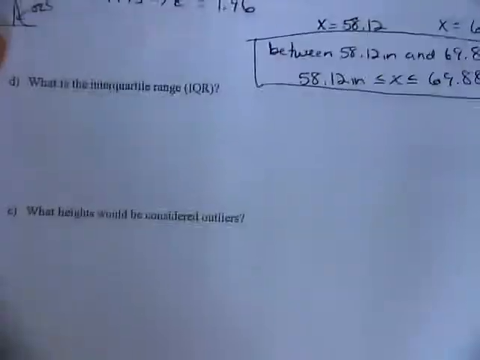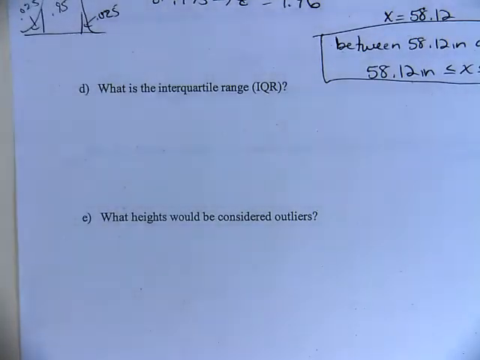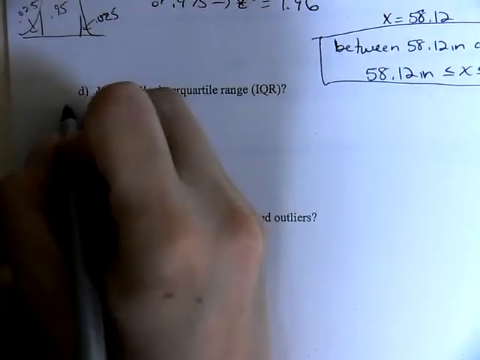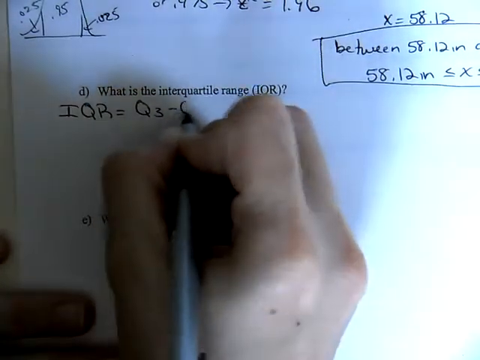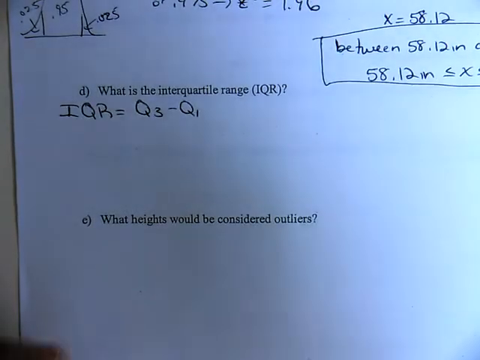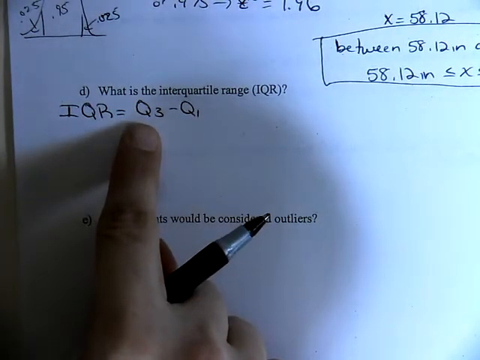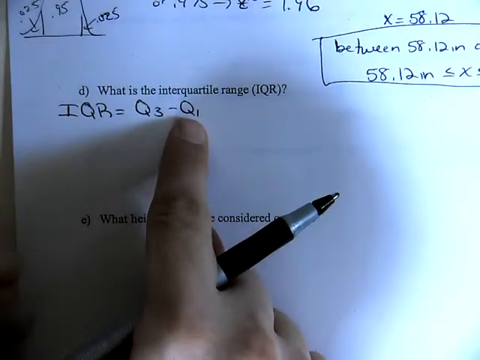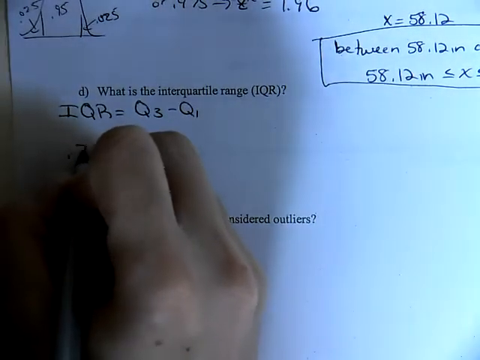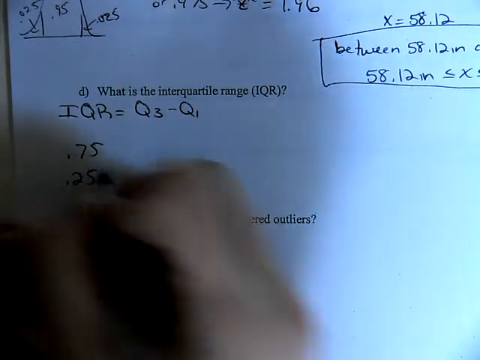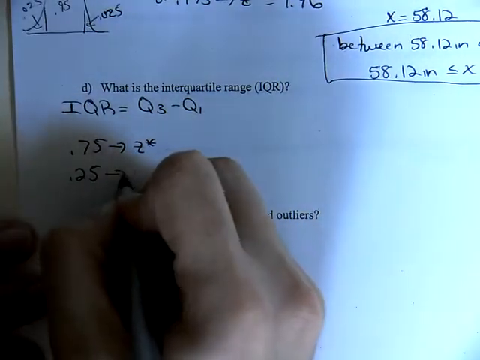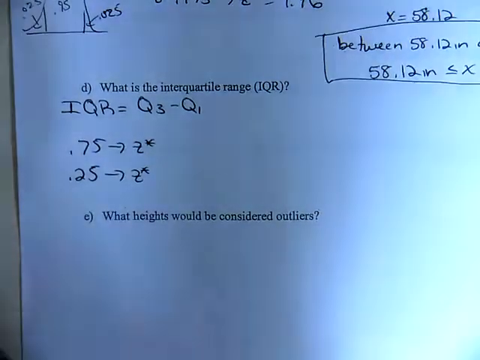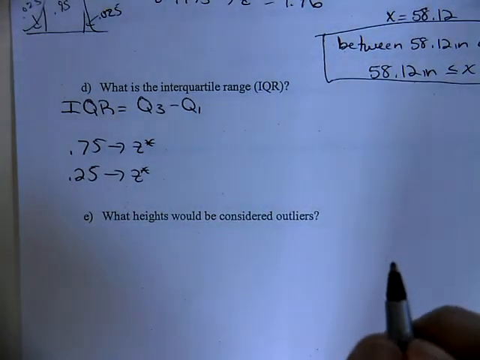What's the interquartile range? Okay, so now we're going to go back to chapter 4. So remember the IQR is Q3 minus Q1. Q3 is the 75th percentile, Q1 is the 25th percentile. So I'm going to look up 0.75, 0.25, and find which z-star goes with them. It ends up being the same number, positive and negative.